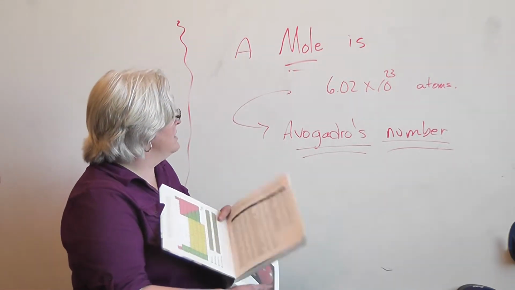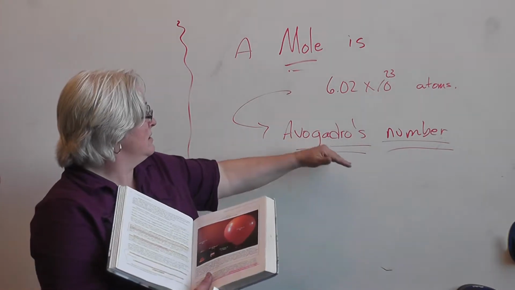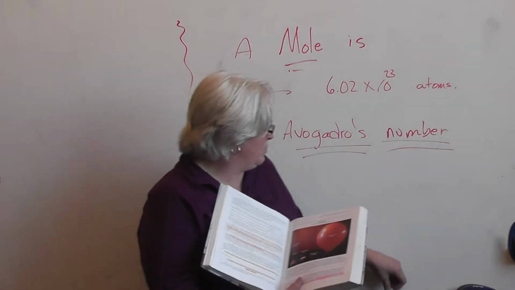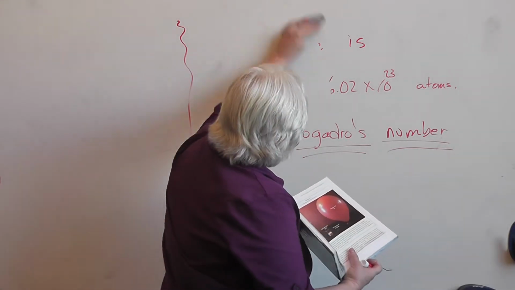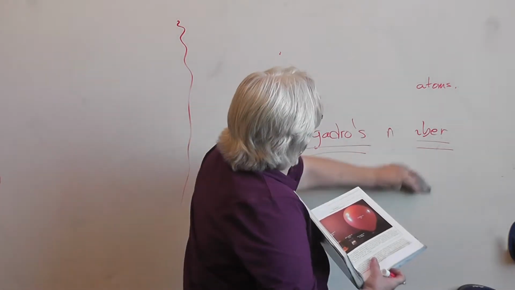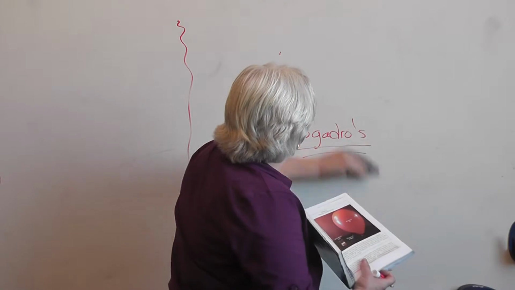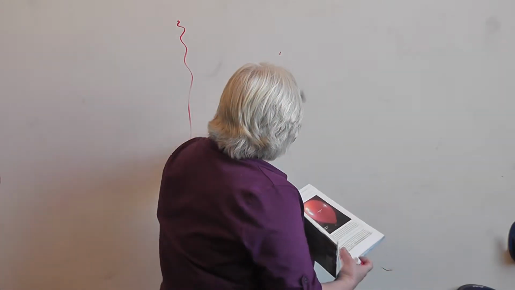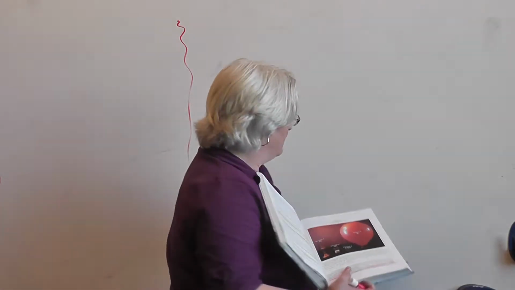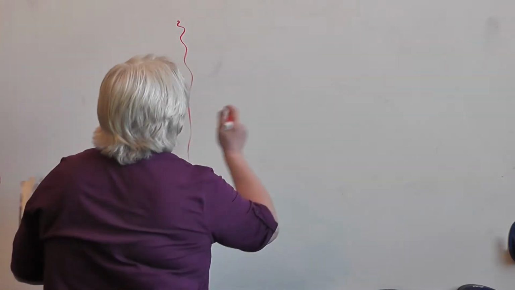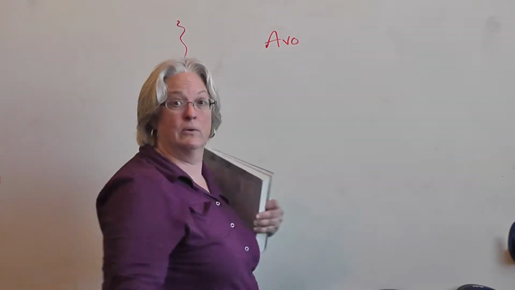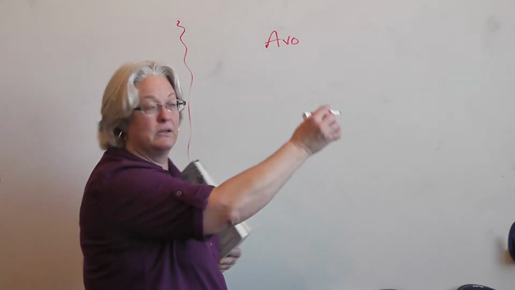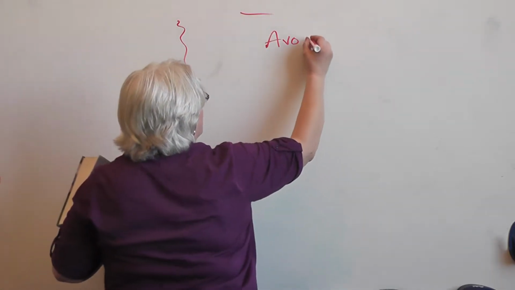But Avogadro's number tells us that there are 6.02 times 10 to the 23rd atoms in a specific mass of an element. And this is something that's going to be extremely important to us. So let me go ahead and rewrite this up here and make sure that I can see it. Avogadro's number.